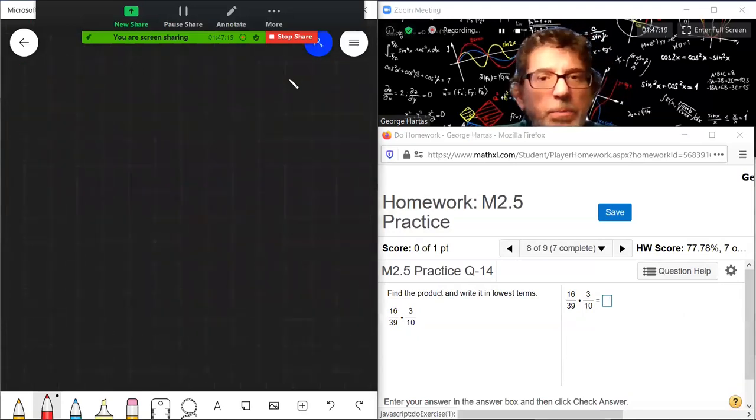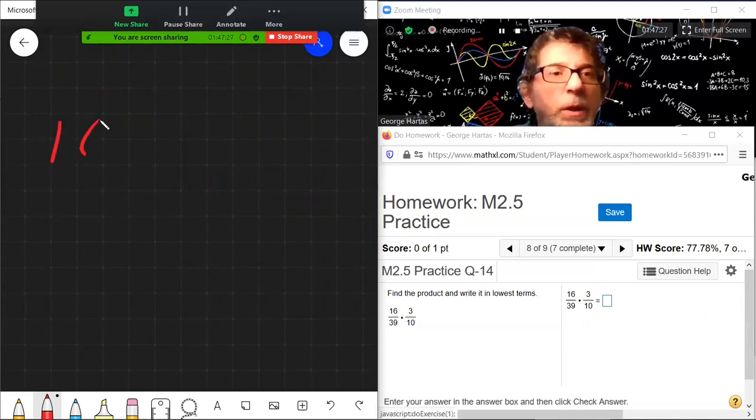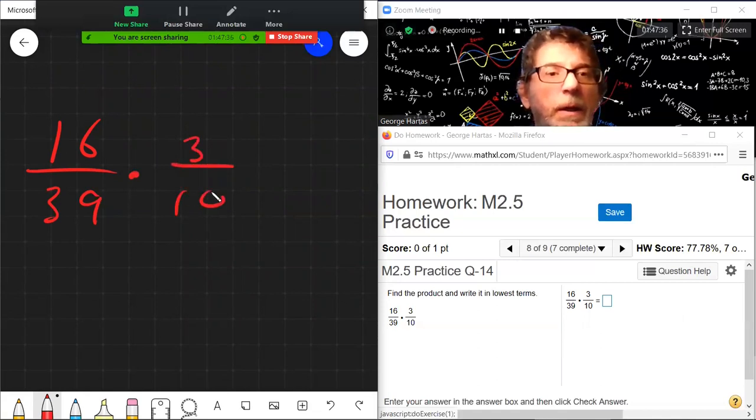All right, nice big number. Another good example of why you do not want to multiply straight across and then reduce at the end. You want to reduce in the beginning. Does this reduce? Nope, nothing divides into both. Nah.